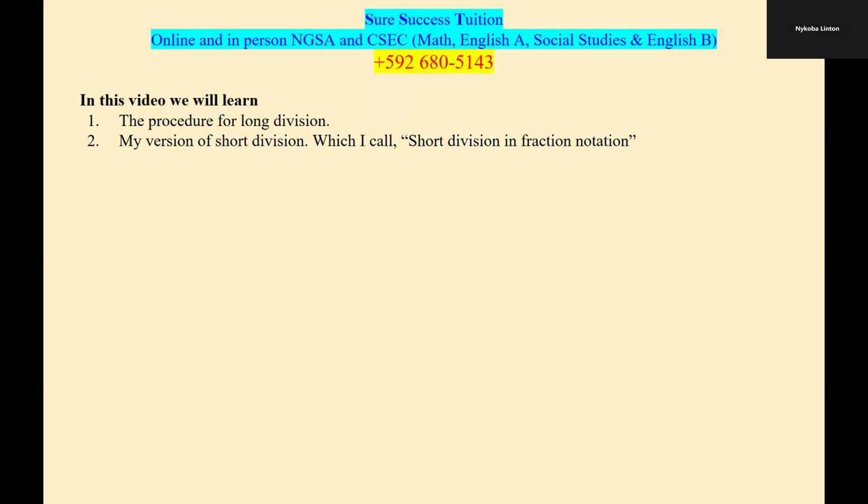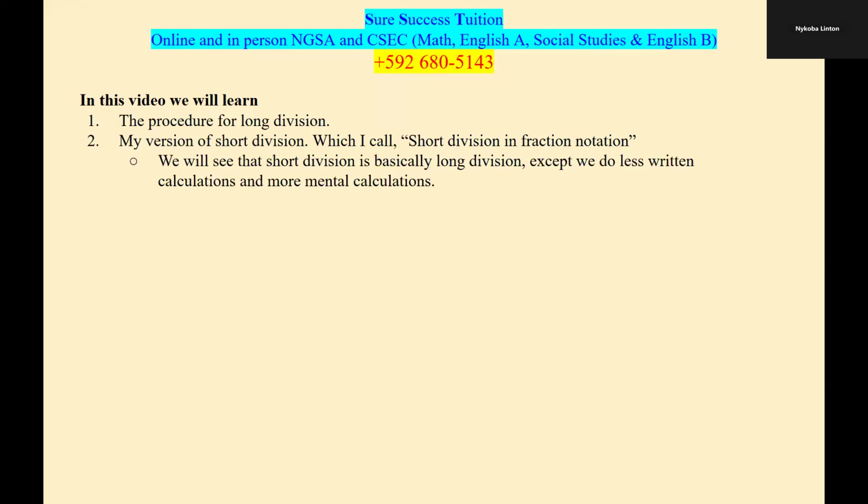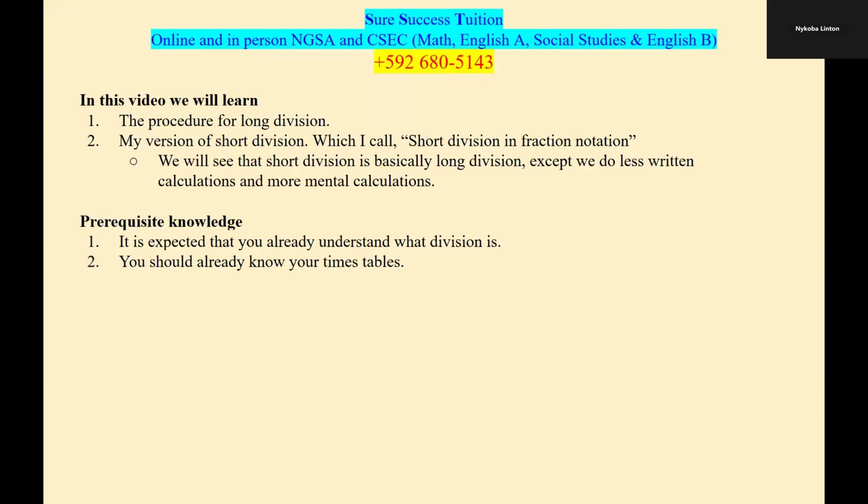So in this video, we will learn the procedure for long division, my version of short division, which I call short division in fraction notation. We will see that short division is basically long division, except we do less written calculations and more mental calculations. There are some prerequisites we should know. First, it is expected that you already understand what division is. You should already know your timetables, and you should know how to subtract.